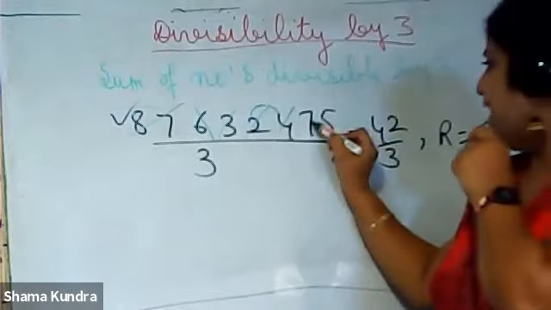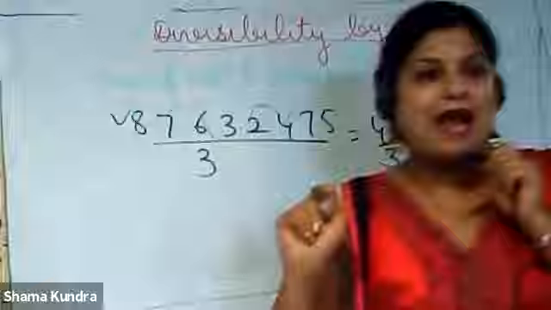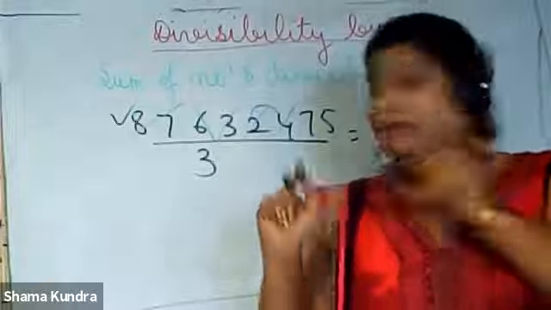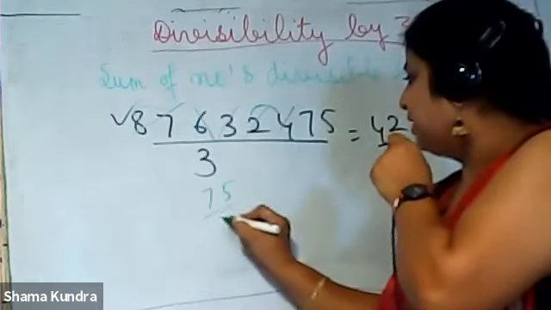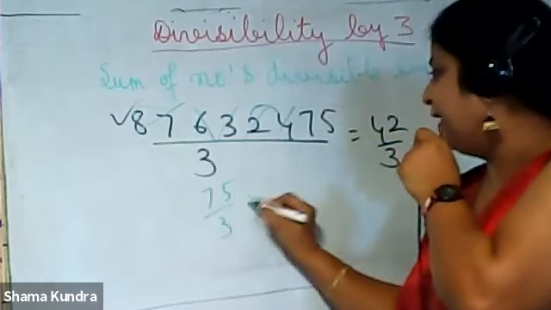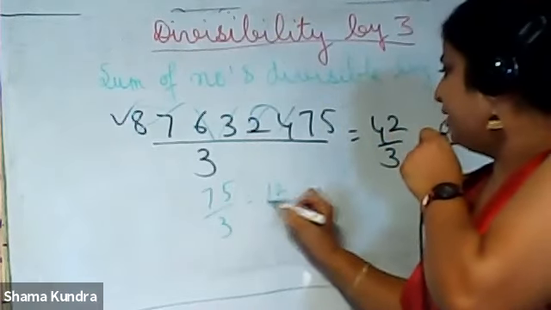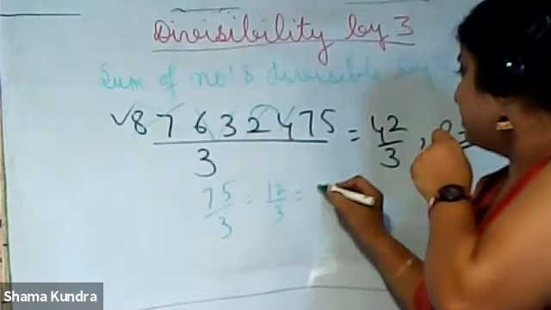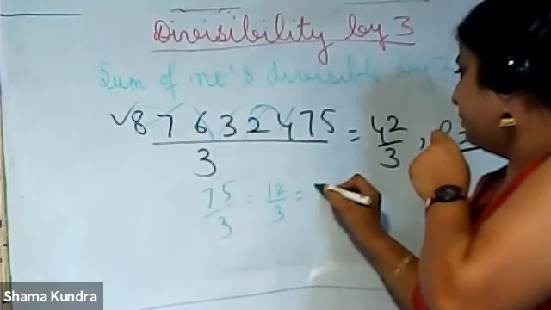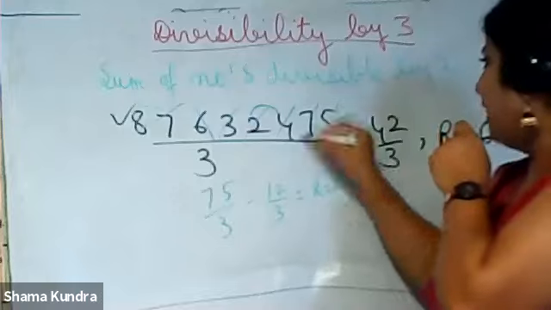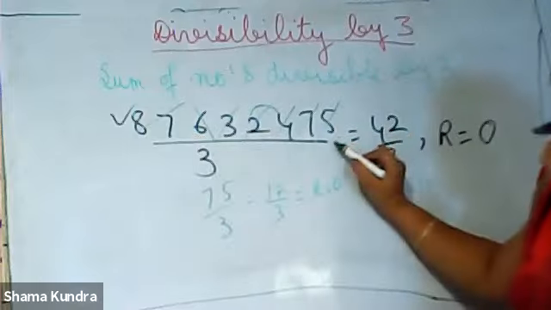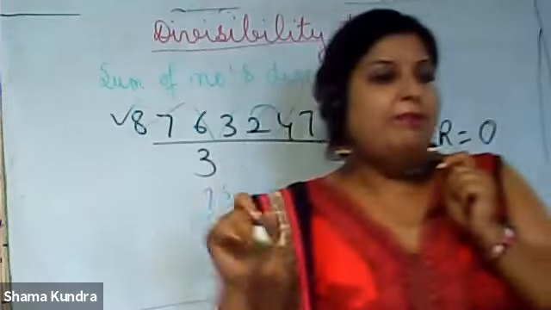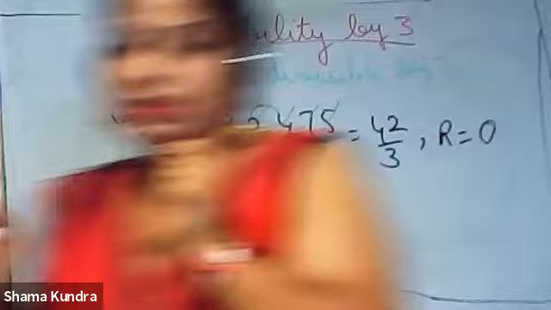At last, you are left with 5, 7 and 5. Now add these, 5 plus 7 is 12. 12 divided by 3 again gives remainder 0. So I cut these numbers too. No number is left at last, so the given number is divisible by 3.